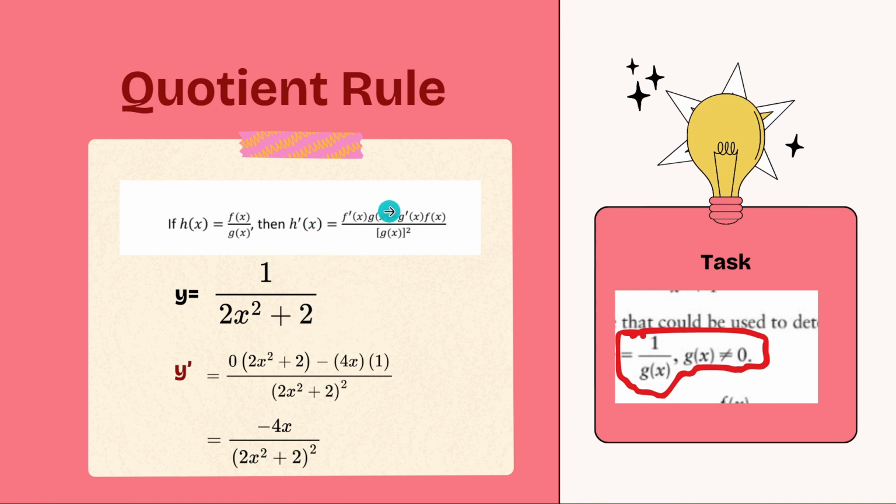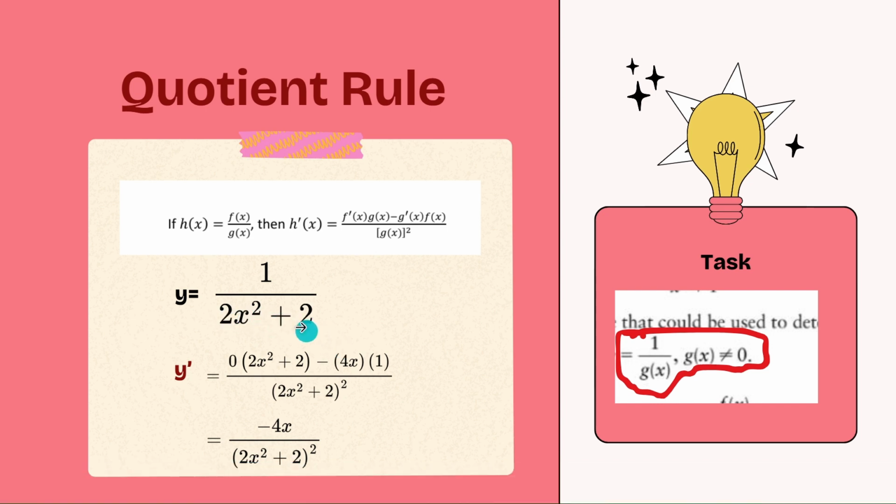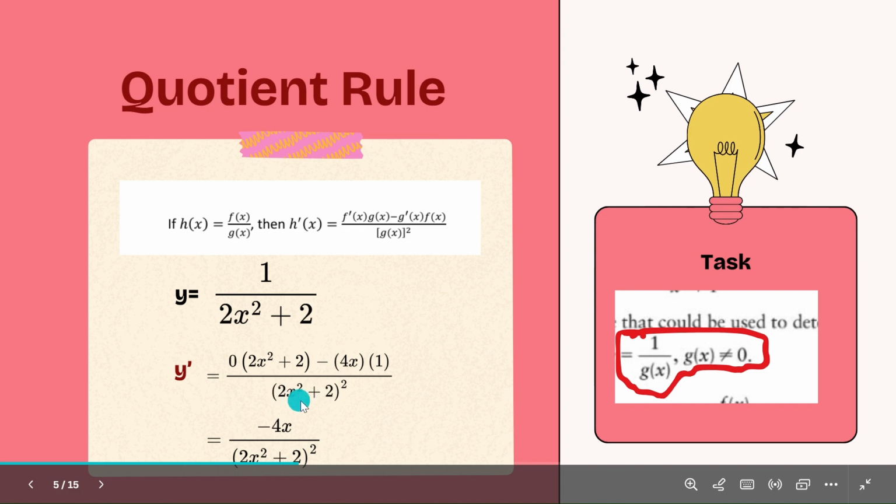So for the quotient rule, we have to find f prime of x. So f prime of 1 is 0, multiplied by g of x here, subtract g prime of x. So g prime of x would be 4x, and this is because you bring the exponent down and multiply it by the coefficient, which gives us 4, and you subtract 1 from the exponent, so 4x to the power of 1, multiplied by f of x, which is 1, divided by g of x squared, so (2x squared plus 2) squared.